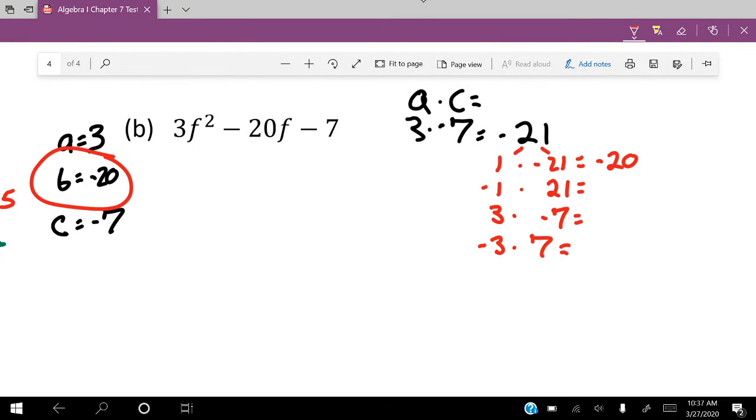Just check. It takes a second of your time. So negative 1 plus 21 is positive 20. Okay, clearly not it. 3 plus negative 7 is negative 4. Clearly not it. Negative 3 plus 7 is positive 4. All right, so I know my factors. How I'm going to split B is 1 and negative 21.